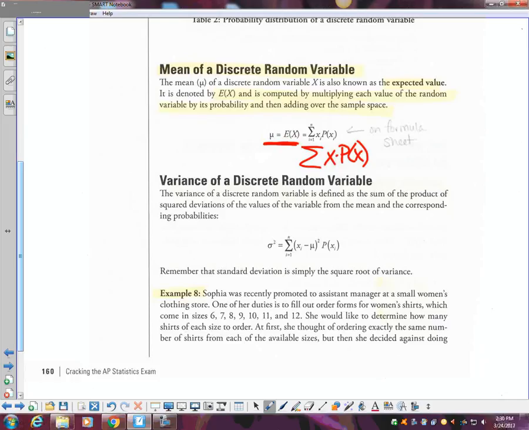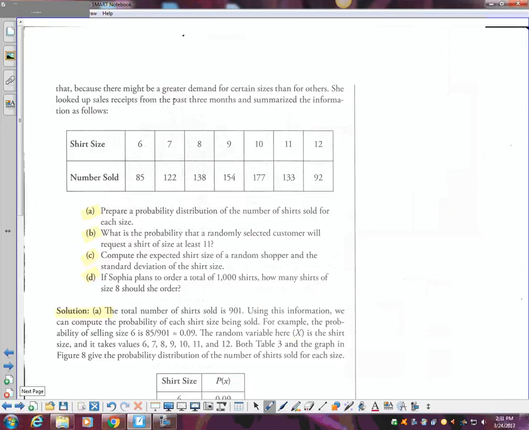Okay, so example 8. Sophia was recently promoted to assistant manager at a small women's clothing store. One of her duties is to fill out order forms for women's shirts, which come in sizes 6, 7, 8, 9, 10, 11, and 12. She would like to determine how many shirts of each size to order. At first, she thought of ordering exactly the same number of shirts for each of the available sizes, but then she decided against doing that because there might be a greater demand for certain sizes than for others. She looked up sales receipts from the past 3 months and summarized the information as follows.